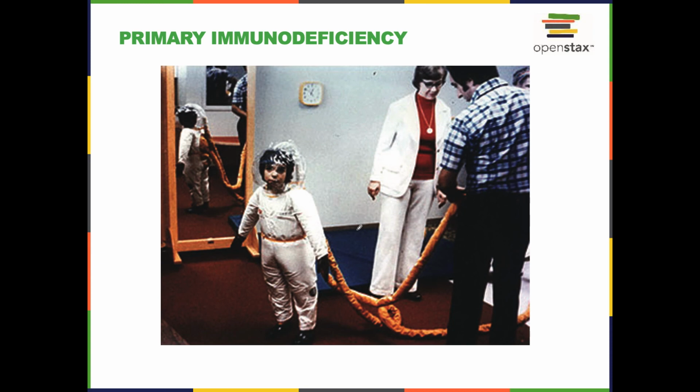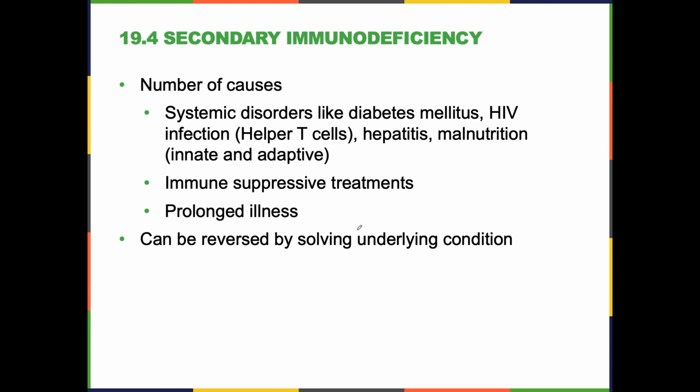Those are primary immunodeficiencies, right? Secondary immunodeficiencies have a number of causes. They can be from diseases like diabetes over the long term, which can result in immunodeficiencies. HIV infection knocks out helper T cells, right? So the infection actually leads to an immunodeficiency. Hepatitis, because it's a long chronic infection, will often lead to a really poor immune system. And we talked about malnutrition.